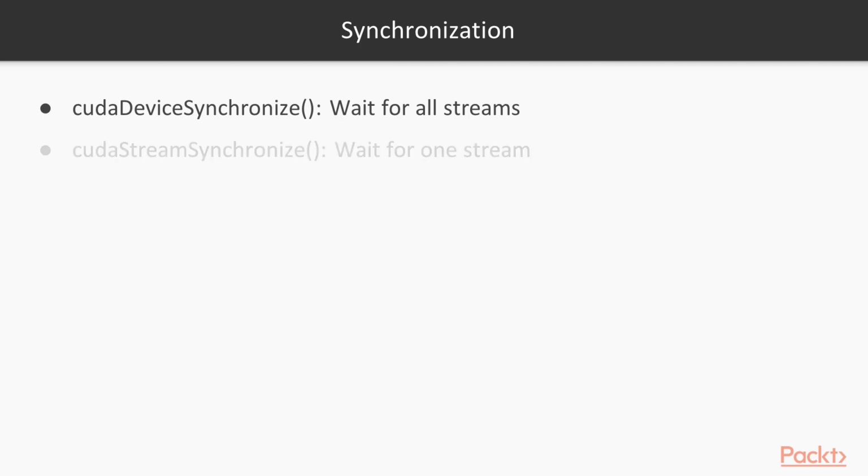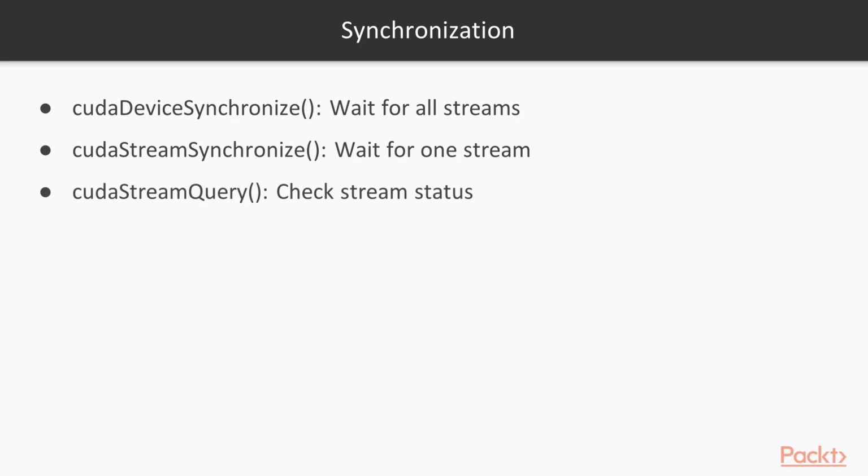When running concurrent kernels, sometimes we need to synchronize between streams. There are a few ways of doing this. cudaDeviceSynchronize, which we've already seen, will wait for all streams to finish. cudaStreamSynchronize takes a stream as an argument and will wait for that particular stream to finish. cudaStreamQuery lets you check whether a stream has finished without waiting.